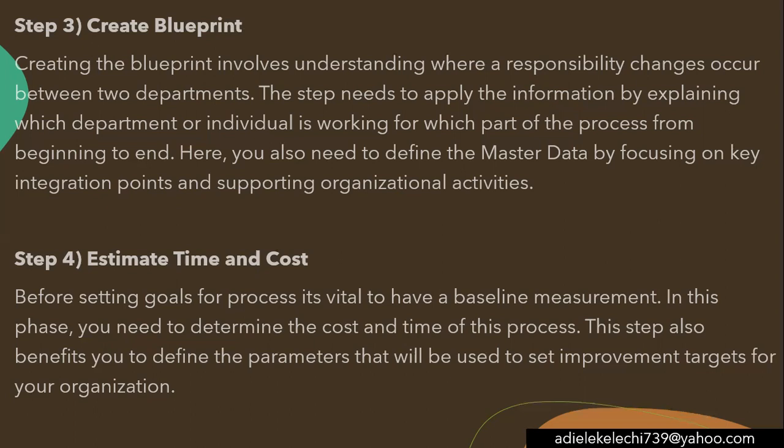The next is estimate time and cost. So before setting goals for process, it's vital to have a baseline measurement. In this phase, you need to determine the cost and time for this process. This step also benefits you to define the parameters that we use to set improvement targets for your business. So basically, one of the keys to project management is the definition of scope. Scope has to do with the functions, and another thing is that every project has a start and finish date, and of course is within a particular budget.